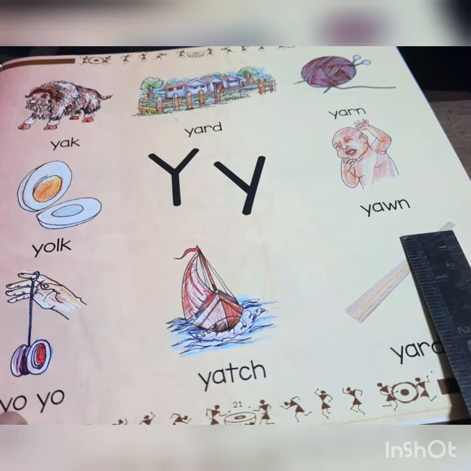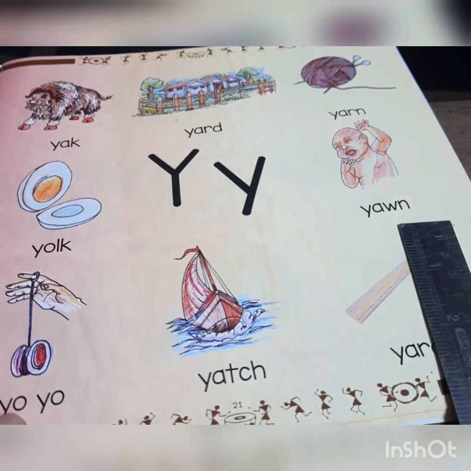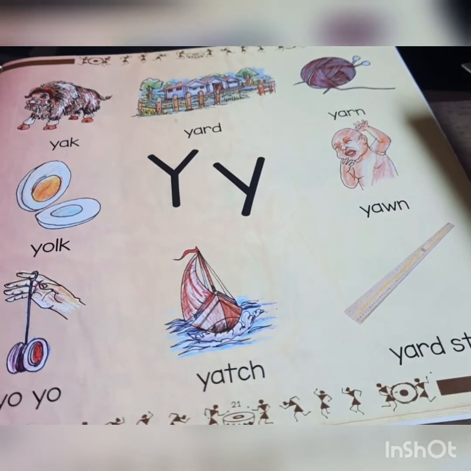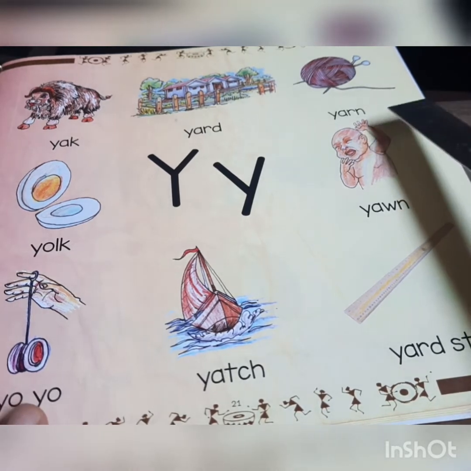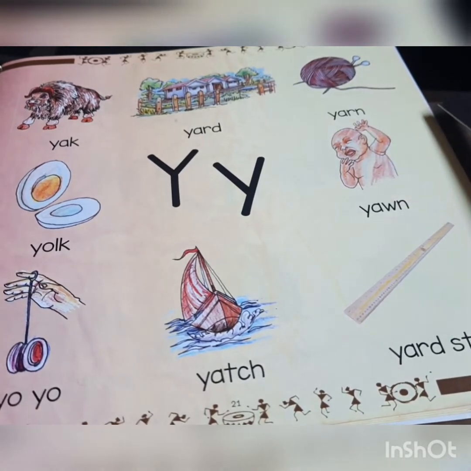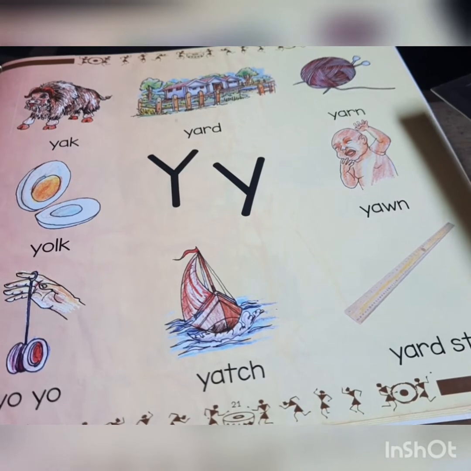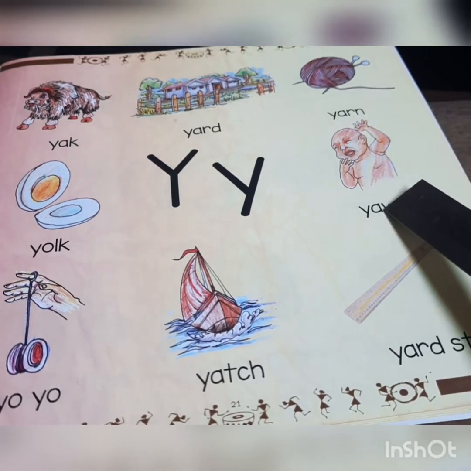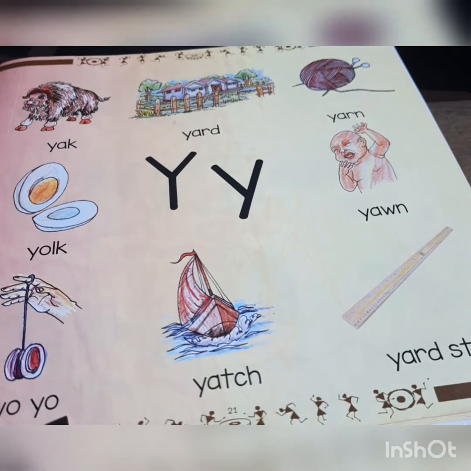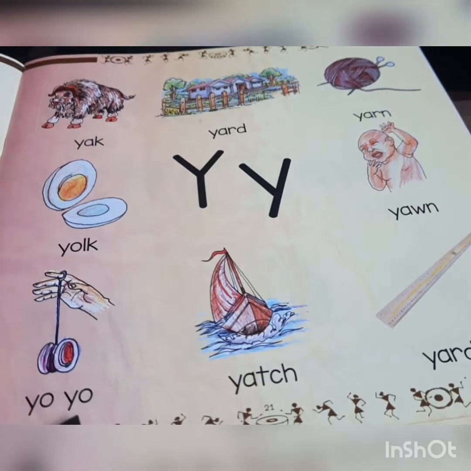Next one, it is yawn. Yawn means akali sudu. When you feel sleepy, you start yawning, right? That is said as yawn, to open a wide mouth. When you are very lazy, you will yawn when you are sitting simply without doing work. So you feel like sleeping. That is yawn.